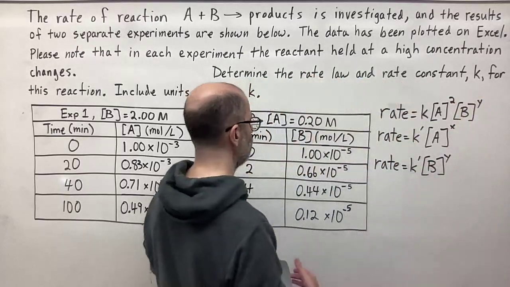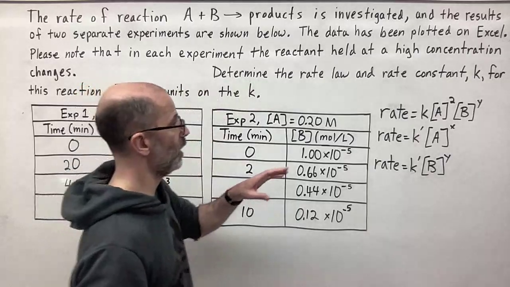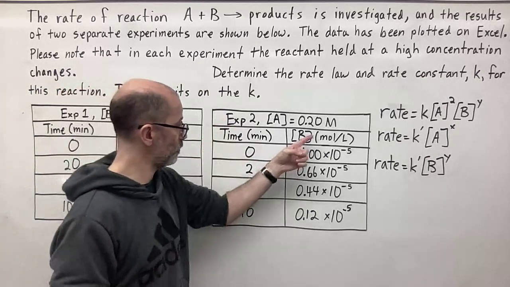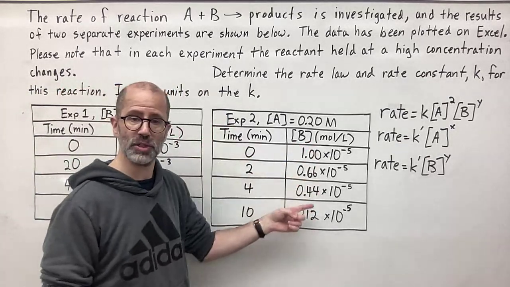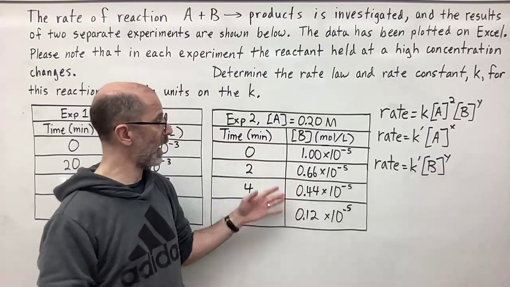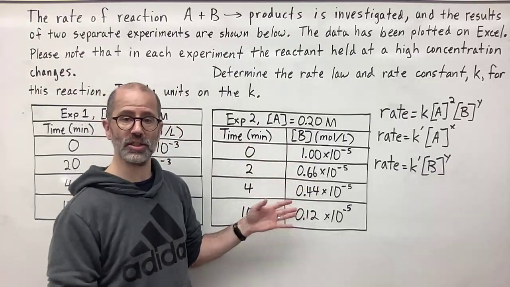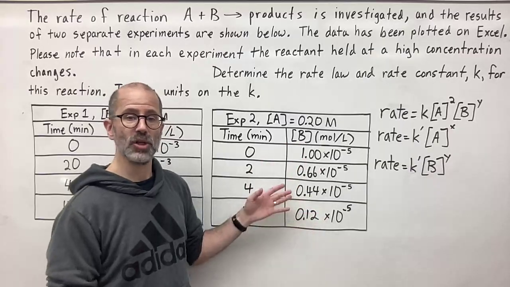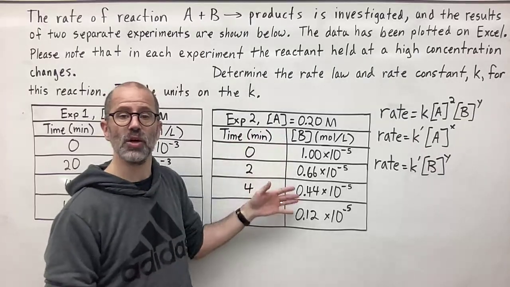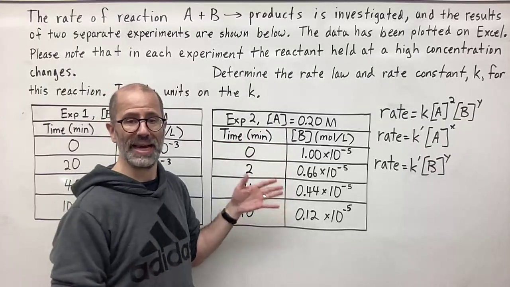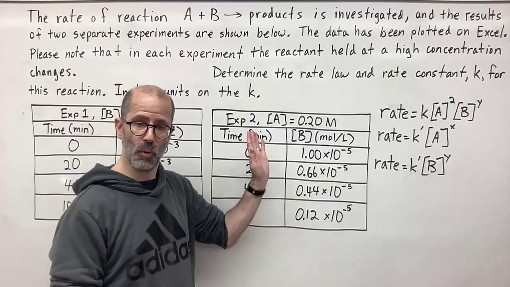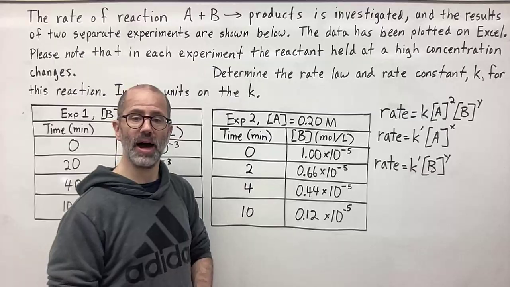Now let's look at B. So for B, that's going to be experiment number 2, because we changed the concentration of B. So we're looking at how the rate changes with respect to B. If we look at the second experiment, we'll see which set of graphs gives us a straight linear plot. Which one do the points line up on the line?